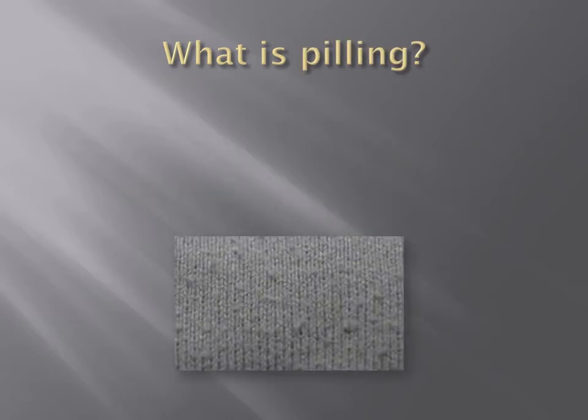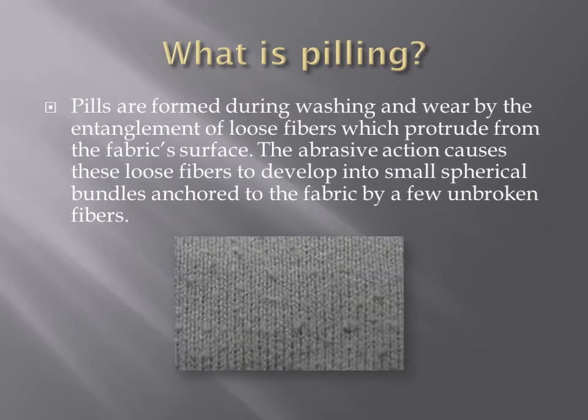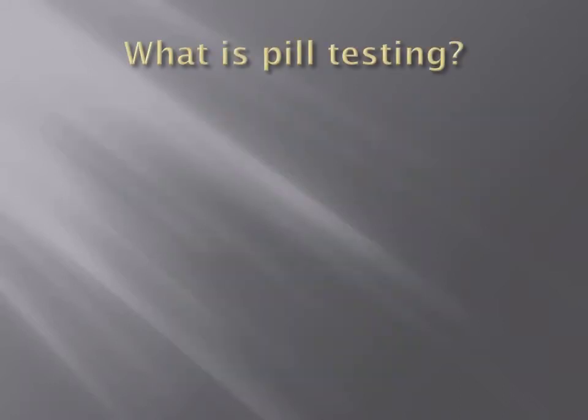What is peeling? Peels are formed during washing and wear by the entanglement of loose fibers which protrude from the fabric surface. The abrasive action causes these loose fibers to develop into small spherical bundles anchored to the fabric by a few unbroken fibers. What is peel testing?